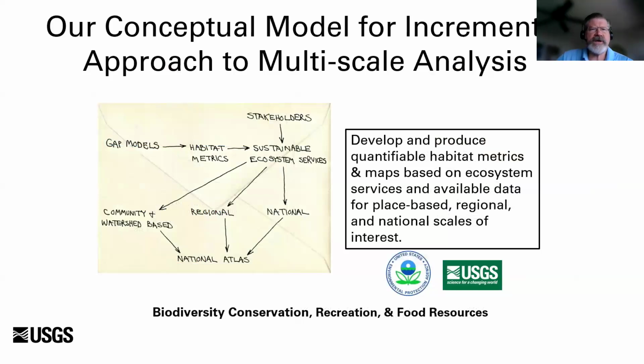So we got together with the USGS and came up with an effort to use our models and develop some habitat metrics to see what ecosystem services that we could reliably get and put those together. And then look at kind of that multi-scale approach. Can we use them at a community, watershed level, a regional level, and national level? And that's all been fed into a national atlas that the EPA has created called the Enviro Atlas. So it has a whole host of ecosystem services within that effort.